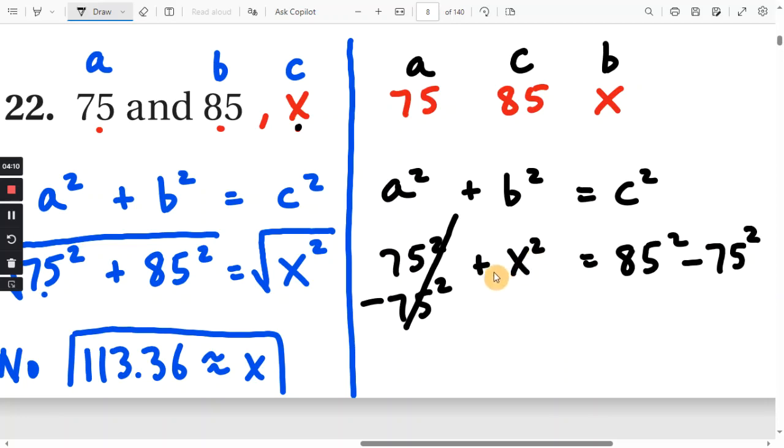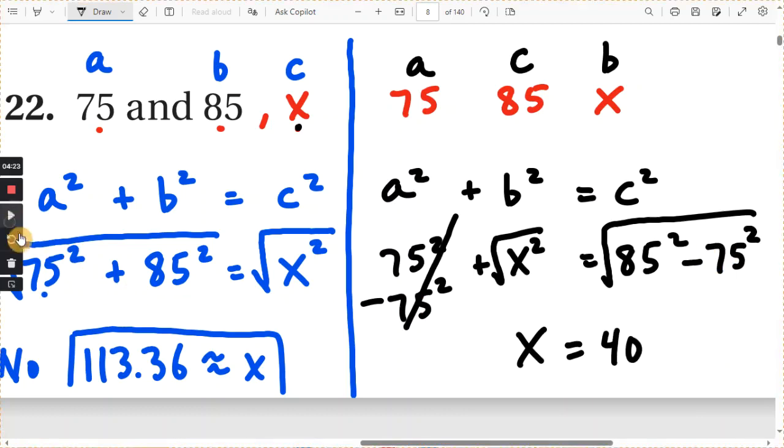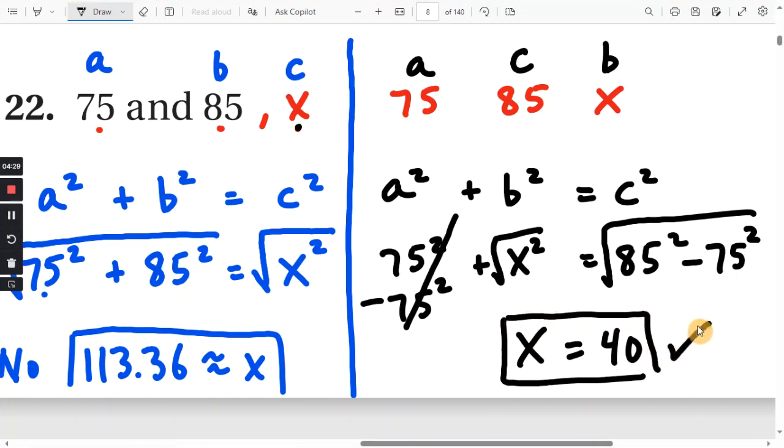Solving for X, the opposite of squaring something is to take the square root. You want to take the square root on both sides. Square root of X squared is X. I'm going to do this on the calculator. And I get X equals 40. So that right there is an integer, and that's the correct answer.